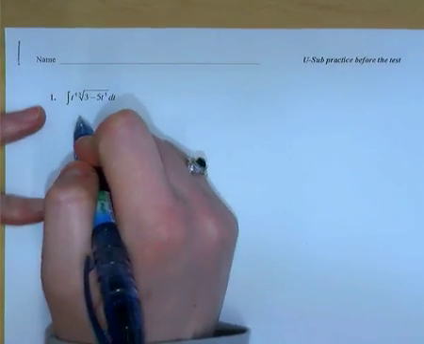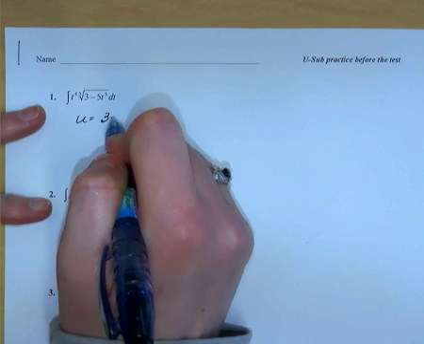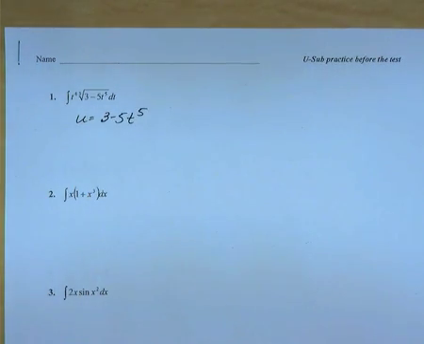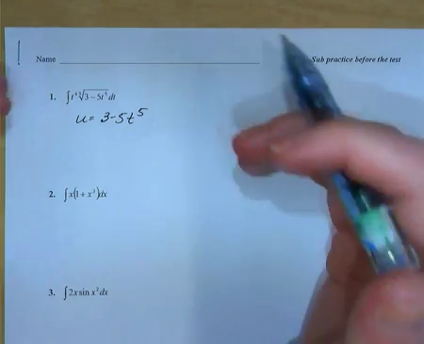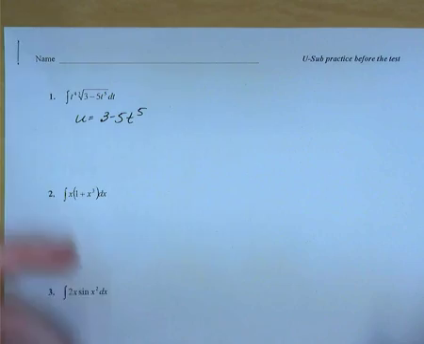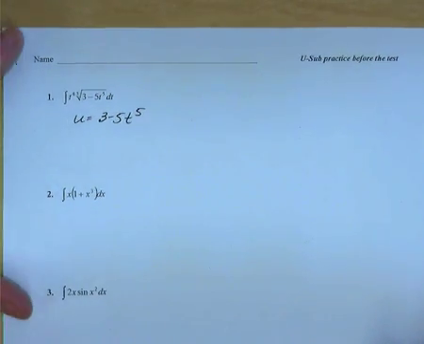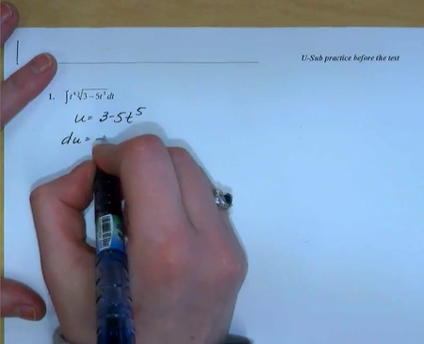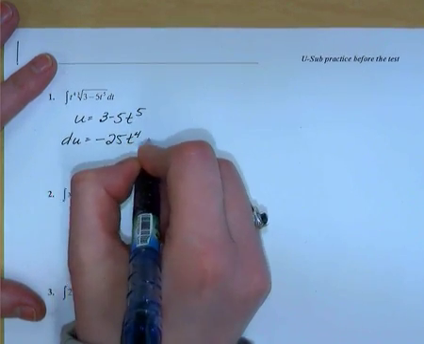Looking at this, I'm going to let u equal 3 minus 5t to the fifth. That's everything that's underneath the radical. So if I had rewritten that as 3 minus 5t to the fifth, that would be raised to the 1/3 power. So whatever is getting raised to the power, you want to try that. I'm also thinking ahead, and if I take the derivative, I've got negative 25t to the fourth dt.